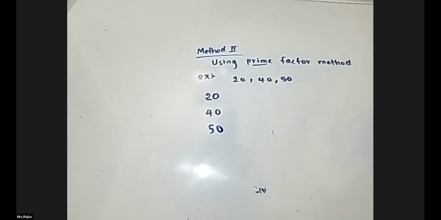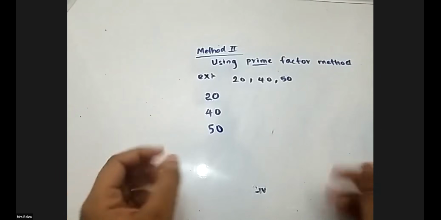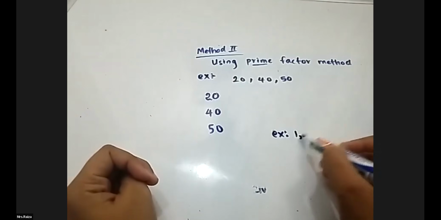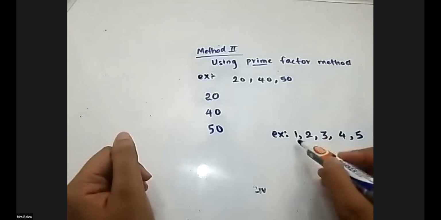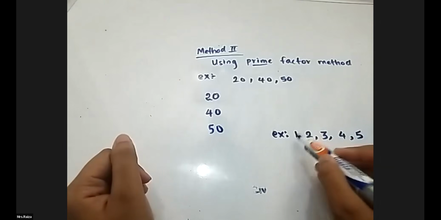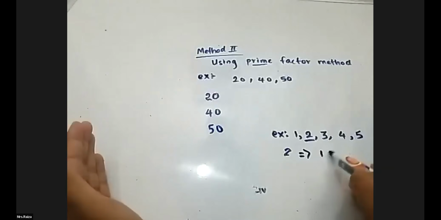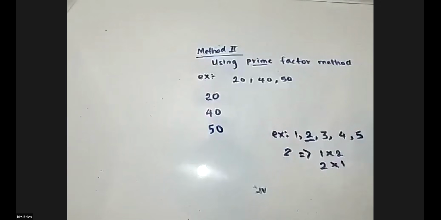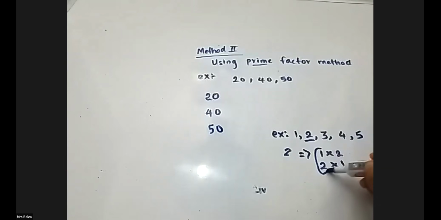Now, there are some grade 10 students I personally know who don't know the meaning of prime and composite. So for them, I'm going to give the explanation. Prime means you are having only two factors. For example, you have numbers like 1, 2, 3, 4, 5. Now, let me take from 2, not from 1. When I take number 2, who can make number 2? Either 1 times 2 or 2 times 1. Only those two numbers can make number 2. That means this is a prime number. It has only two factors.